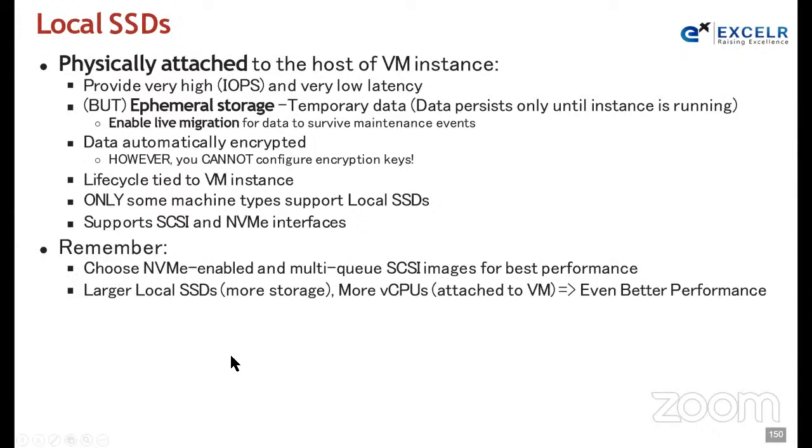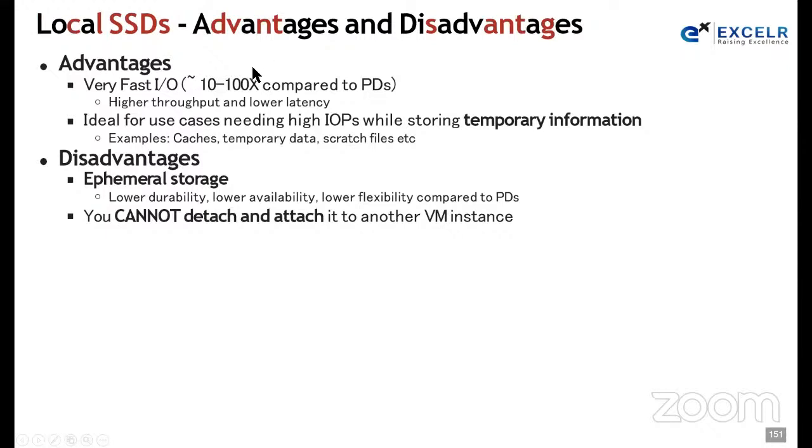Okay, so a larger local SSD is going to provide you more storage, and because of that you are going to get more virtual CPUs, and this will add up to the performance of your virtual machine. So remember, if you need more IOPS, if you need very low latency, then you should go for a local SSD, with the condition that the data on that disk will be ephemeral in nature. Advantage, yeah, it is very fast. It gives you higher throughput, low latency, and is an ideal use case for any application which needs higher IOPS, while you want to store the data temporarily.